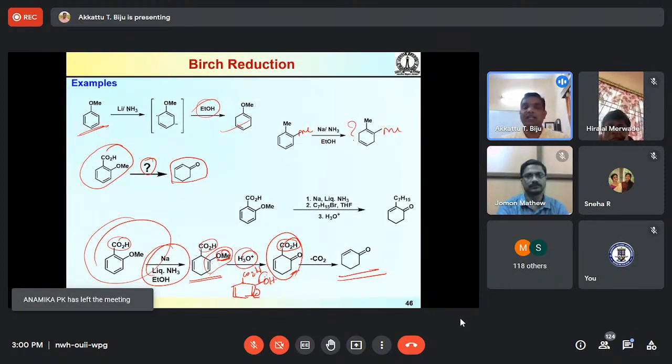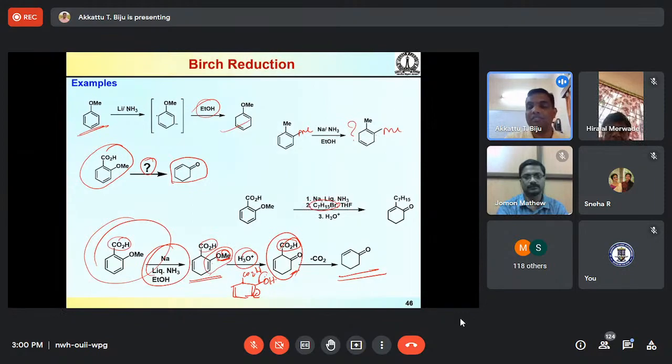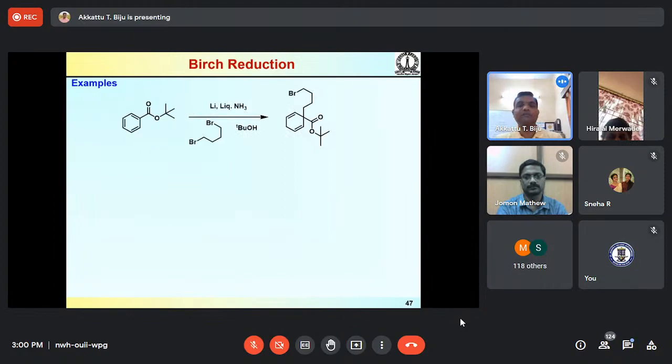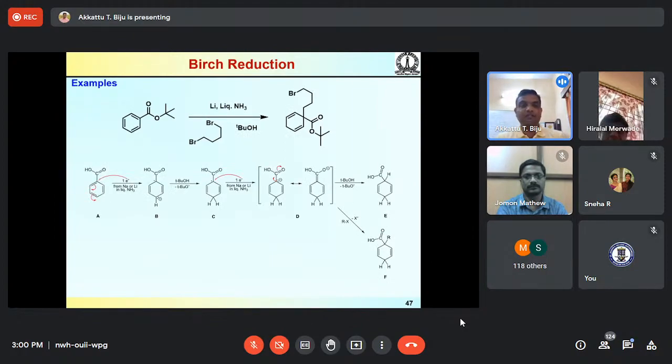In addition to that, you can also use an alkylation strategy. If you use an alkylating agent along with the Birch conditions, we can easily alkylate at the carbon bearing the carboxylic acid to introduce the alkyl group. So we'll see the mechanism of this reaction. This is how this reaction works.